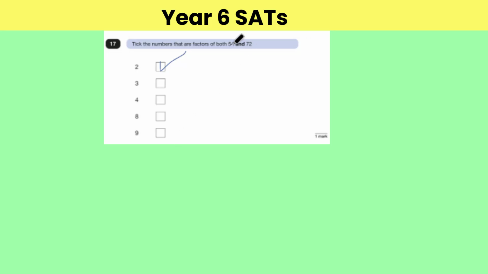So 54 is in the 9 times table, and so is 72. If we go to 8, 72 is in the 8 times table, but 54 isn't, because we've got 48 and 56 as the multiples, so it's not in that one. 4, now you might want to do a bus stop, or you could do a bit of chunking. So for example, I know that 4 times 12 is 48, and 54 is 6 more, so 54 is not in the 4 times table.